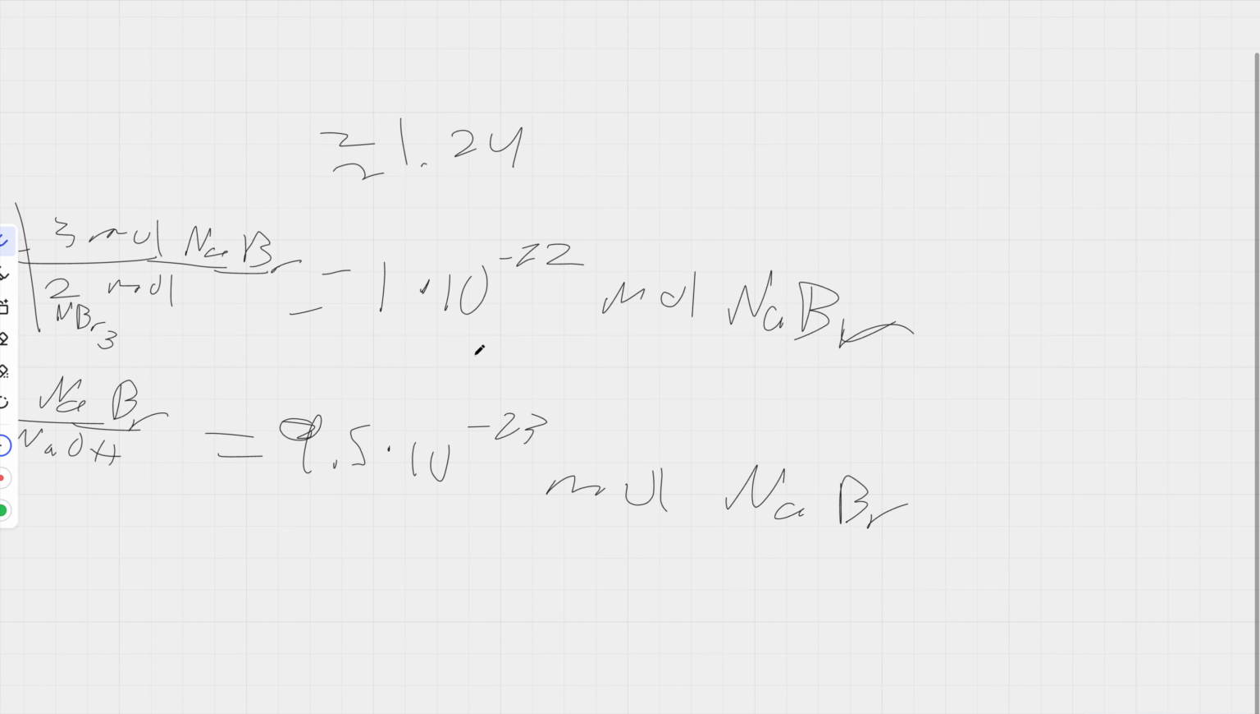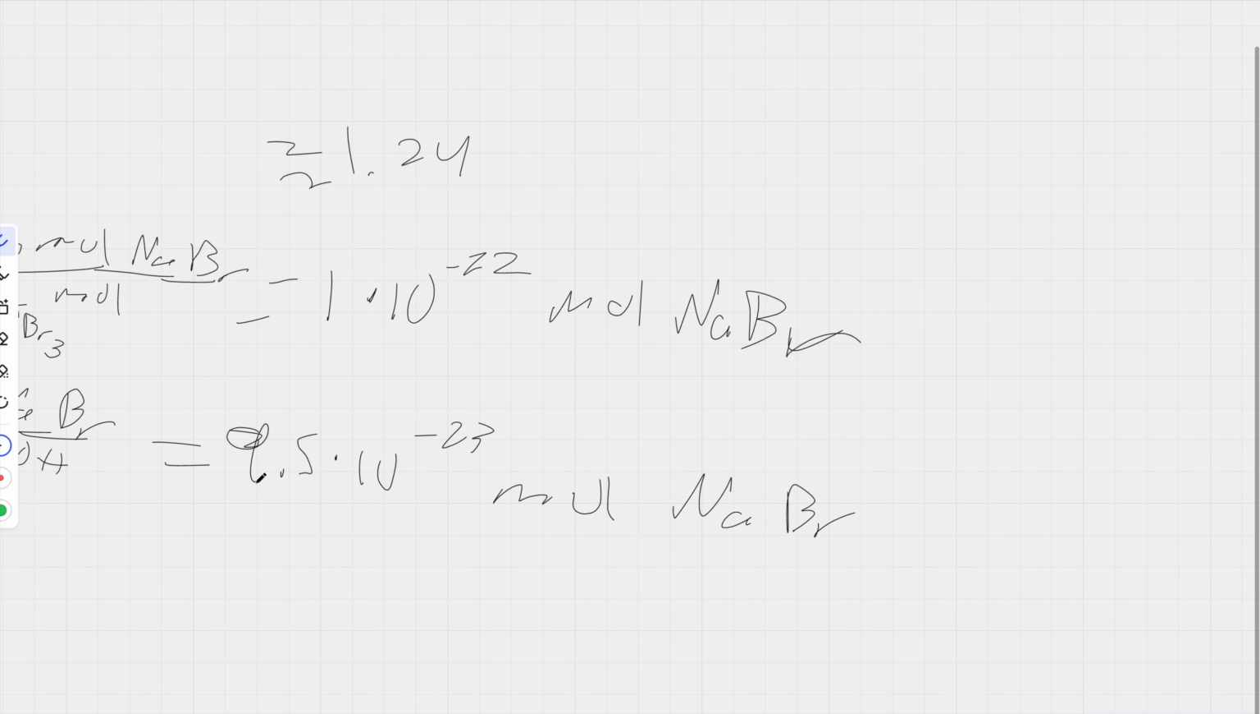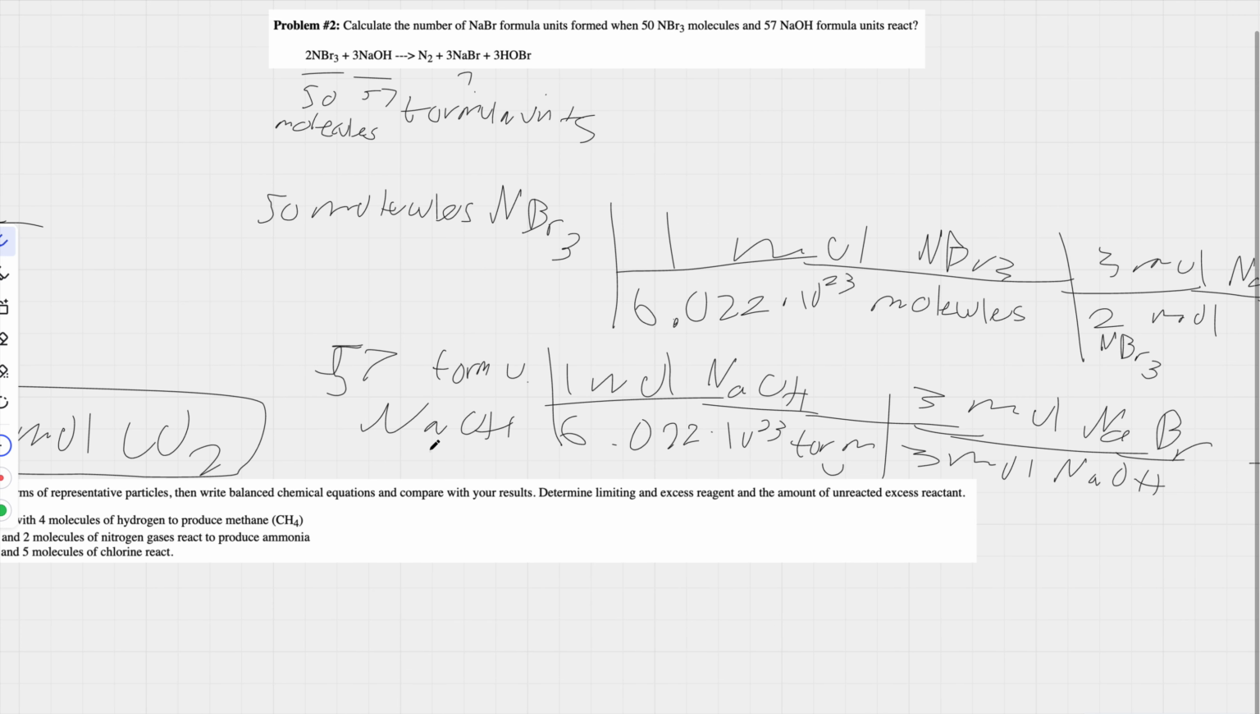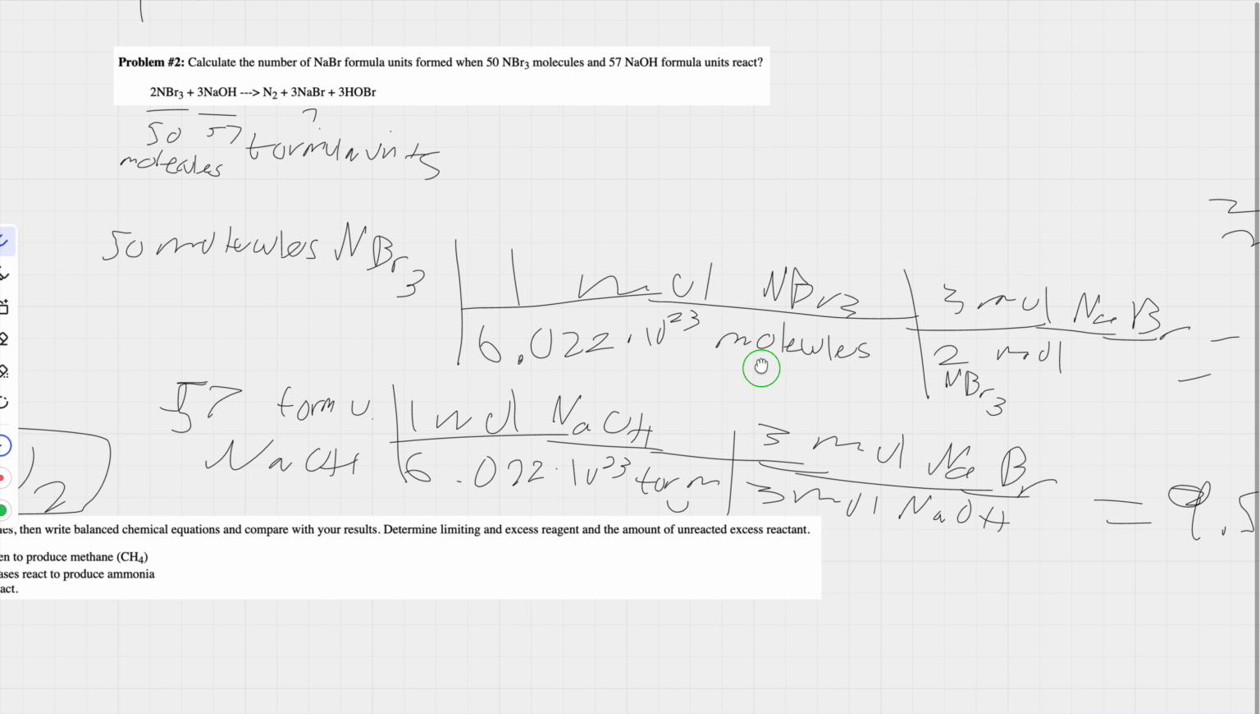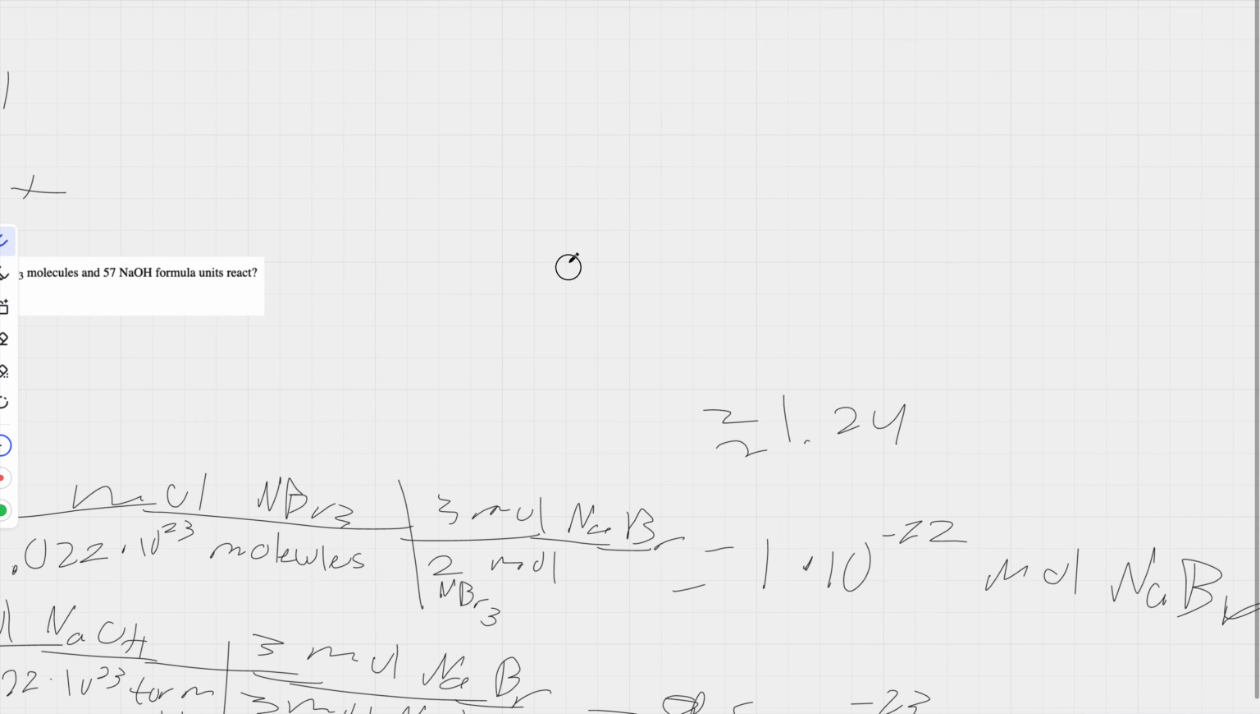So by looking at this, the smaller number in this instance is 9.5 times 10 to the negative 23rd. Since this exponent is lower than this one, that means this number is smaller. Thus, the limiting reactant in this instance is NaOH.